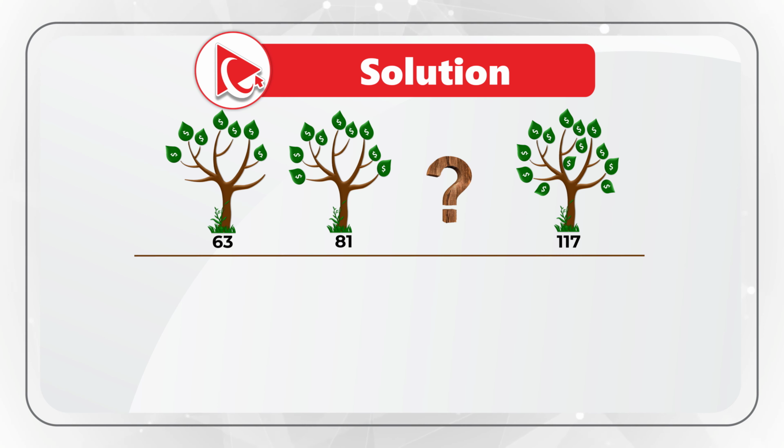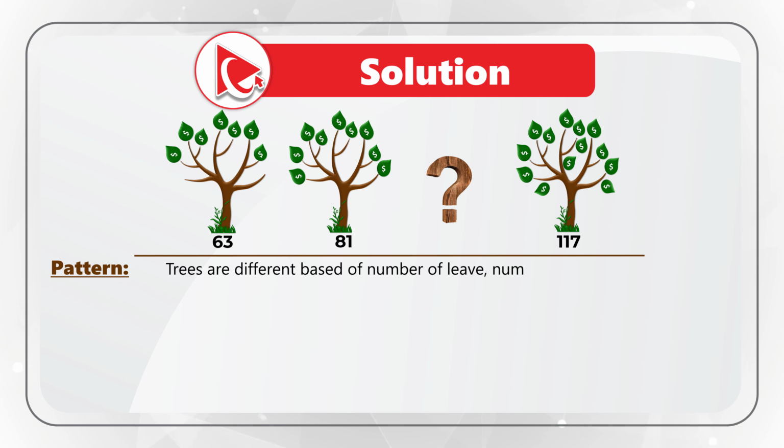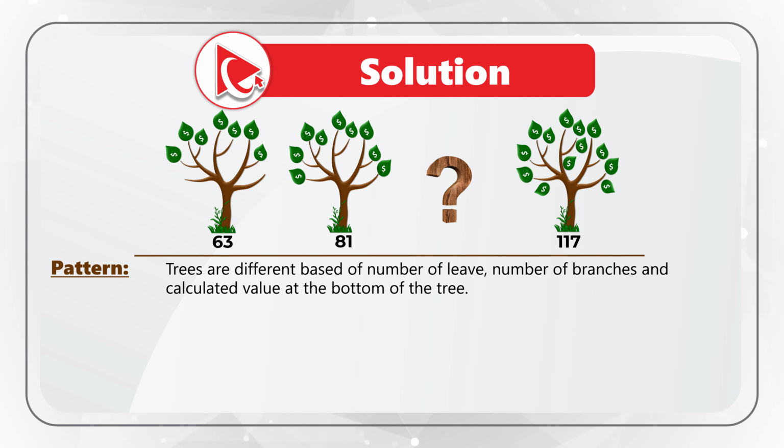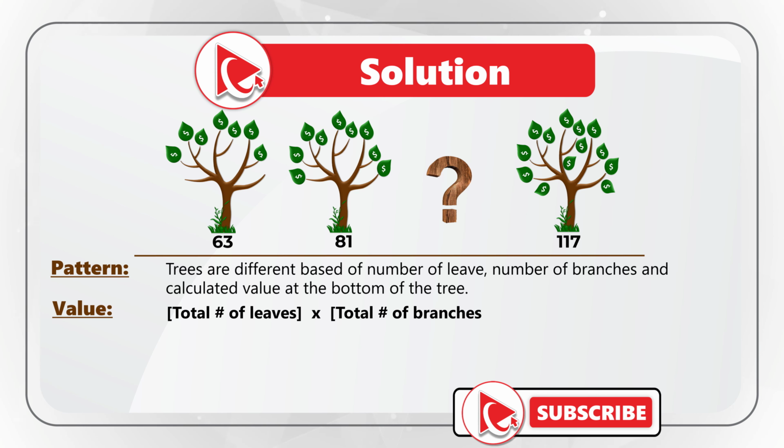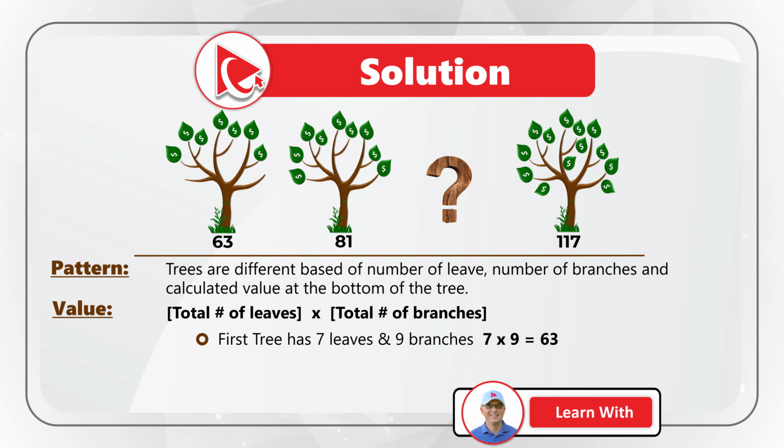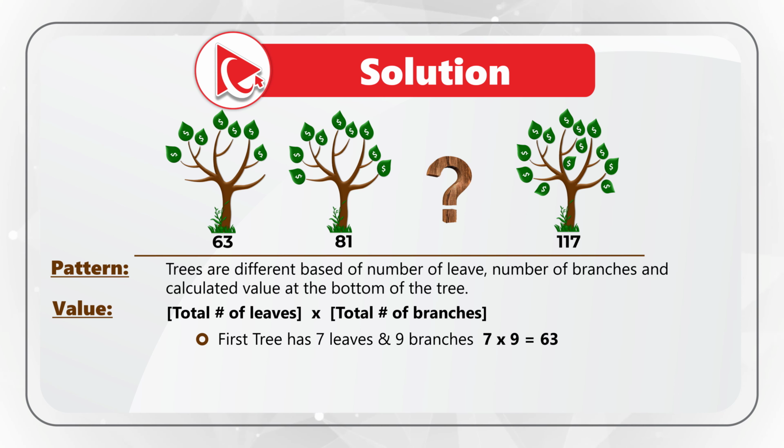In this picture, each tree is different based on the number of leaves, number of branches, and calculated value at the bottom of the tree. And to calculate the value, you need to multiply total number of leaves by total number of branches on the tree. For example, first tree has 7 leaves and 7 branches, and the number at the bottom is calculated as 7 by 9 equals 63.